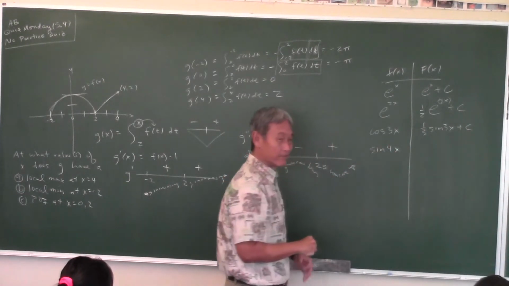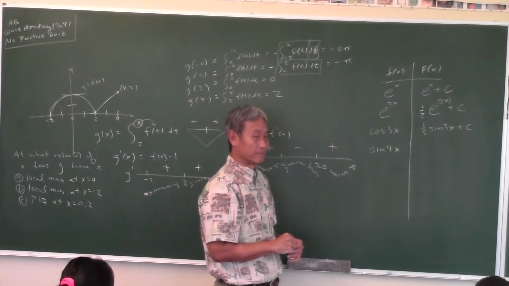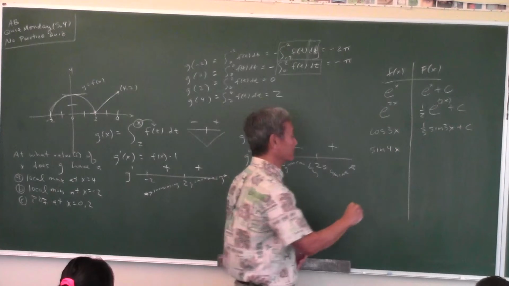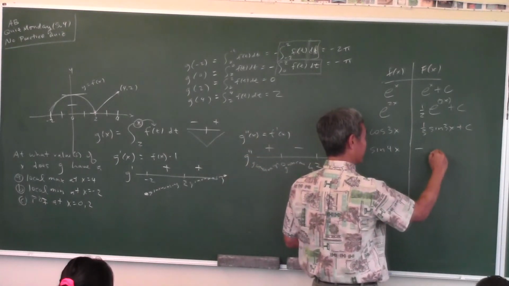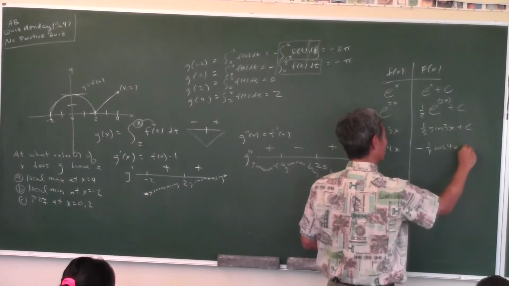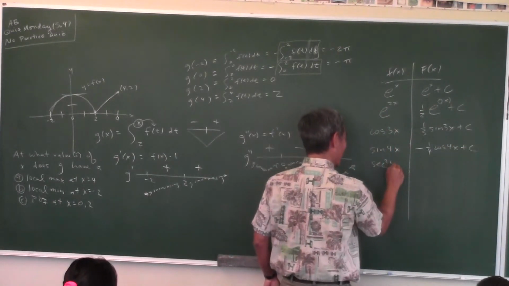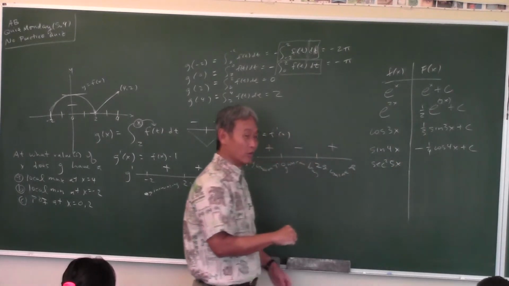Lee, sine 4x. What's the antiderivative? Negative 1/4 cosine 4x plus c. Hey, you guys are getting the hang of it. Secant squared 5x. Whose turn is it? Hui.